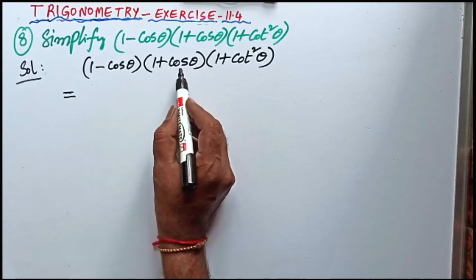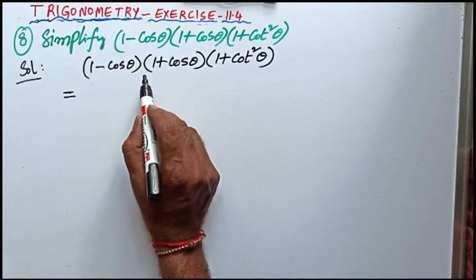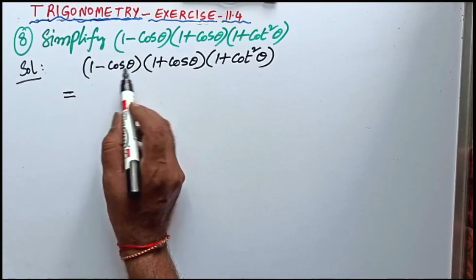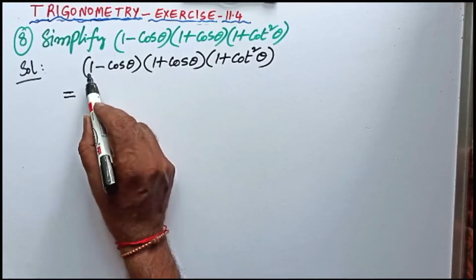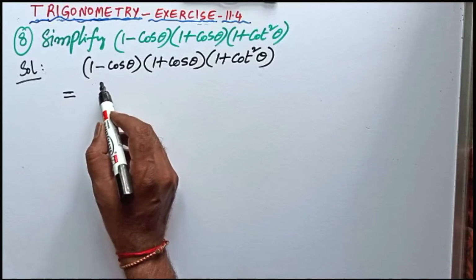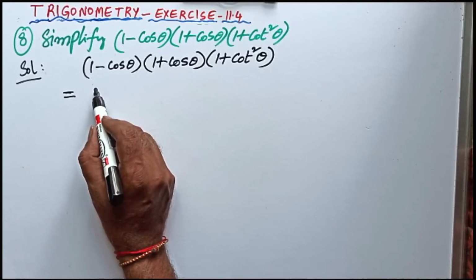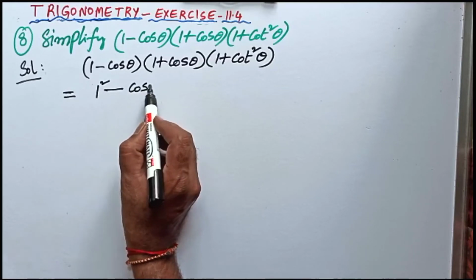So (1 minus cos theta) into (1 plus cos theta). Observe these two terms very carefully. Then you will know this is in the form of (a minus b) into (a plus b). Now, (a minus b) into (a plus b), what is the formula? a square minus b square.